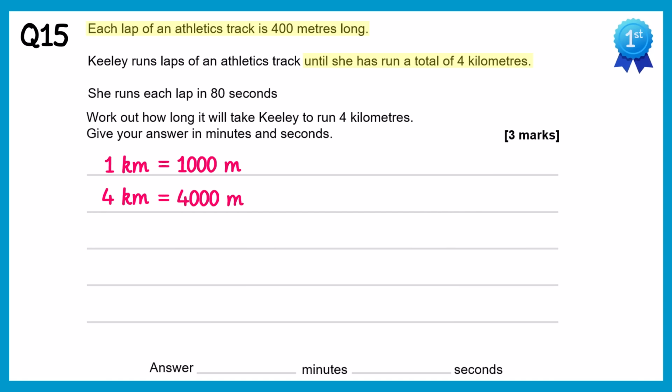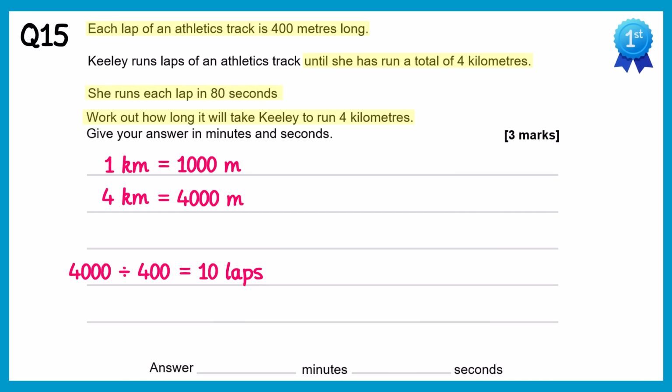We can now work out how many laps of the track she's going to do. Since she's going to run 4,000 meters, and each lap is 400 meters, we can divide 4,000 by 400 to get 10. So she must be doing 10 laps. We're trying to work out how long it's going to take her to run this distance. And we're told how long it takes her to run each lap, that's 80 seconds.